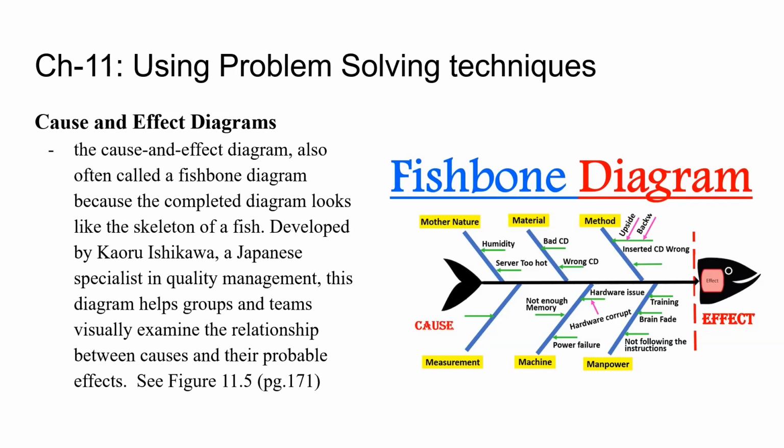You've got all the things that cause problems to go wrong, right? Mother Nature, material issues, method issues, HR issues, machine issues, and measurement issues. And you can see there are specific things that go into each cause: humidity, heat; material, bad CD, wrong CD; the method, inserted it wrong, upside down or backwards; HR, training issues, brain fade, not following instructions; hardware issues like corruption, power failure, not enough memory, right? And then you can really see how causes affect outcomes.